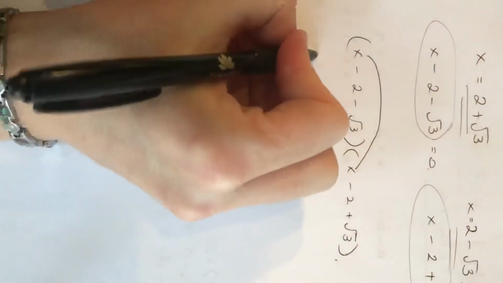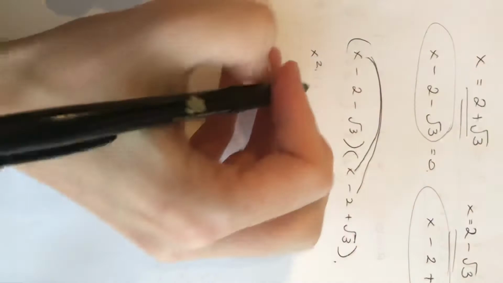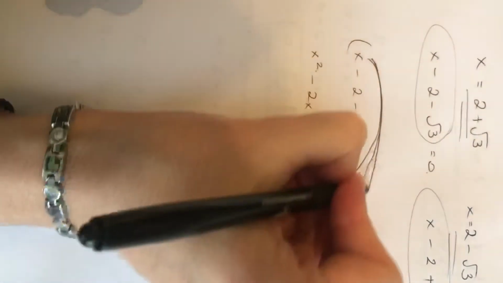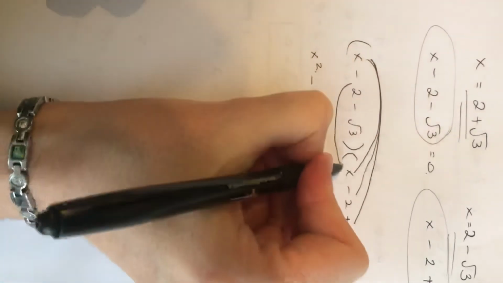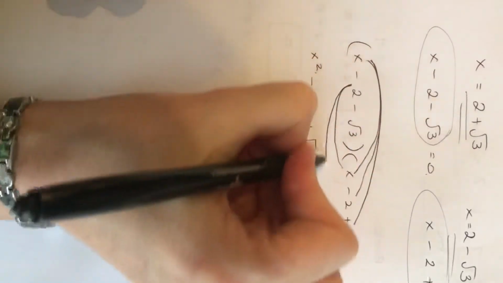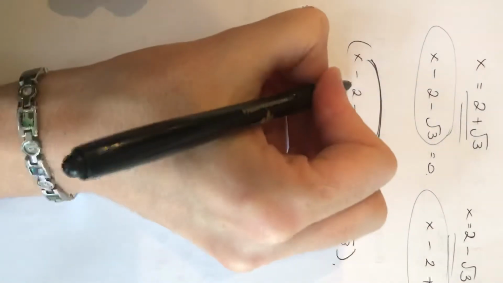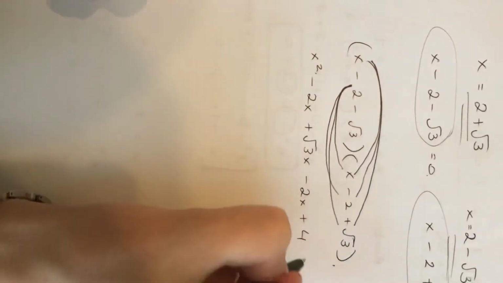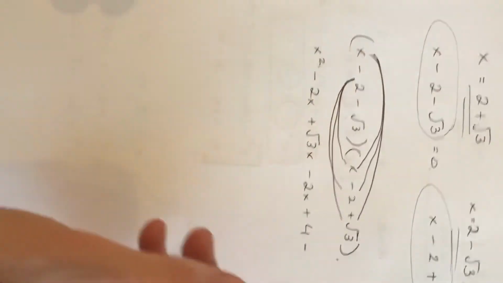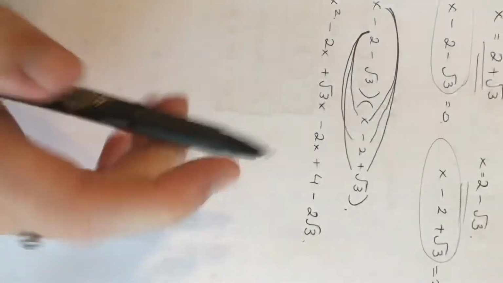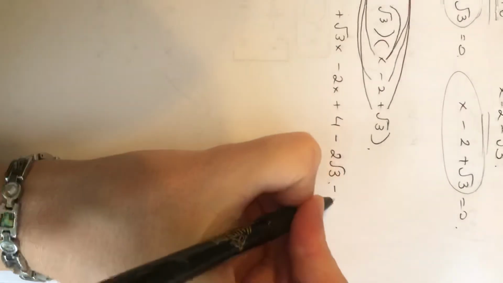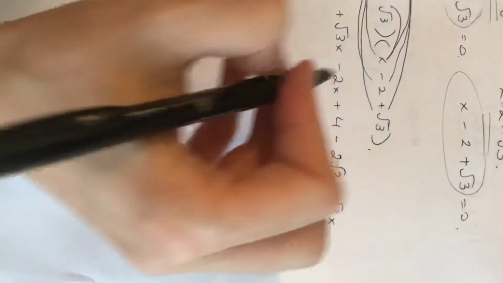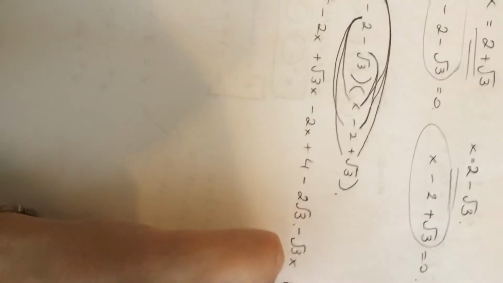So start multiplying out. X by x, x squared. X by a minus 2, minus 2x. X by a plus root 3, plus root 3x. A minus 2 by an x, minus 2x. A minus 2 by a minus 2 is a plus 4. And that by that, minus by plus is a minus 2 by root 3, which is 2 root 3. And then the last little bit here, we have a minus root 3 by an x, gives me minus root 3x. We have a minus root 3 by a minus 2, gives me minus by minus plus 2 root 3.